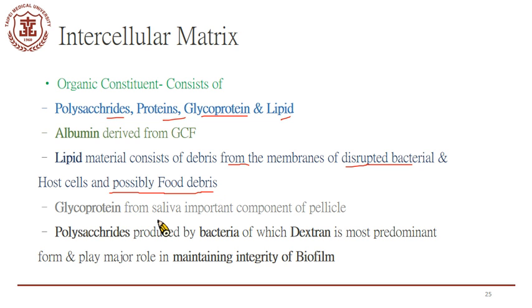So the glycoprotein from saliva, important components of the pellicle, and polysaccharides produced by bacteria, of which dextran is the most predominant, form and play a major role in maintaining the integrity of the biofilm.